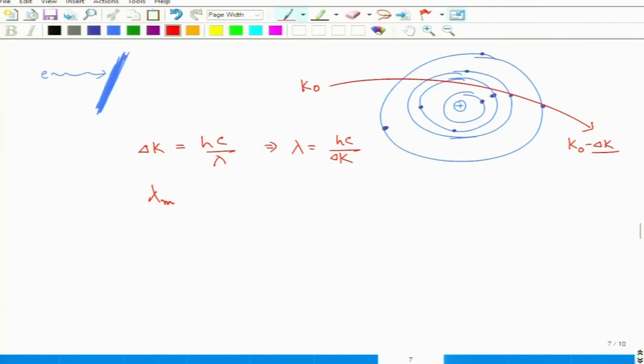Now if the total energy k0 is totally converted to the X-ray, as I discussed in the last part, then what will happen? The wavelength will be minimum. That means the energy of the photon will be maximum, which means the frequency will be maximum, and the wavelength would be the minimum. That means lambda min should be hc by k0. When the total kinetic energy is converted, the wavelength will be the minimum. So this is the lambda min.